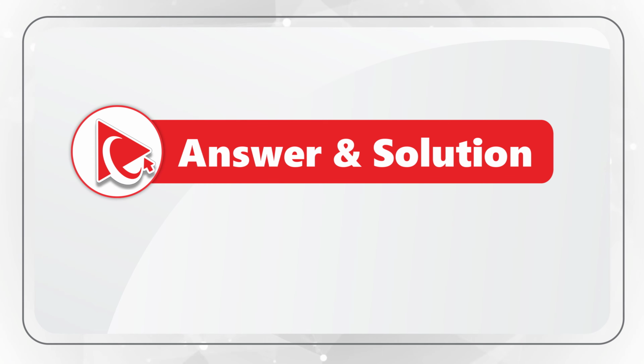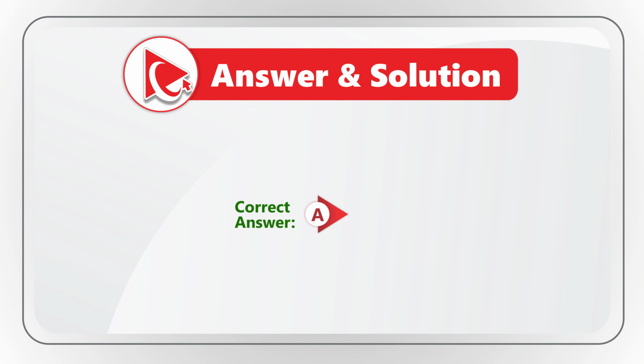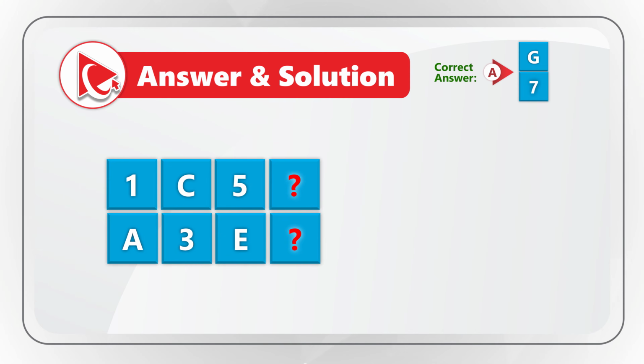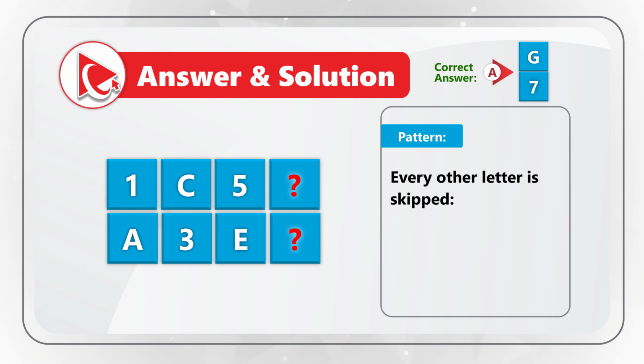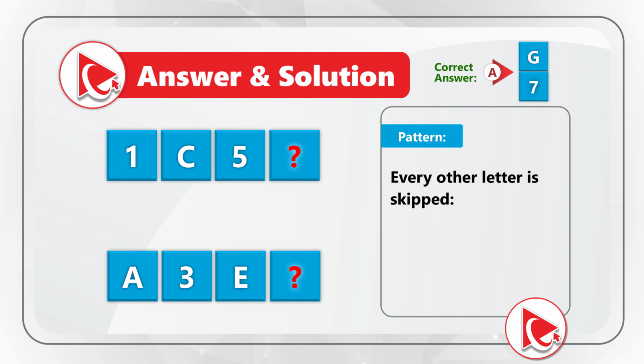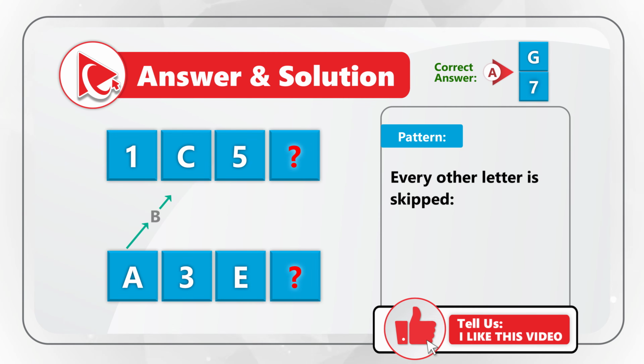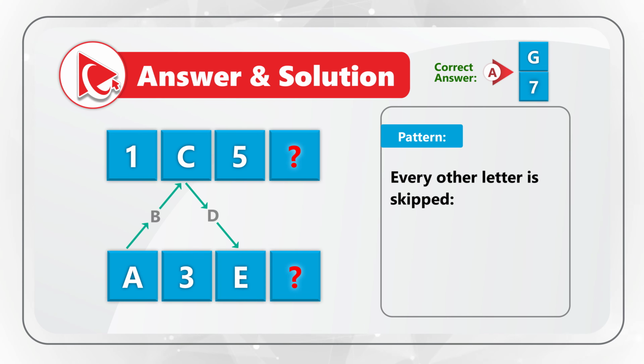I believe the correct answer here is choice A, G7. And here's why. I see the pattern that every other letter here is skipped. Let's take a look. If we start with the bottom letter A, then comes letter B, but then we see letter C in the second column. Then comes letter D, which is skipped, and then we see the letter E, which means that the letter F will be skipped, and we will see the letter G.